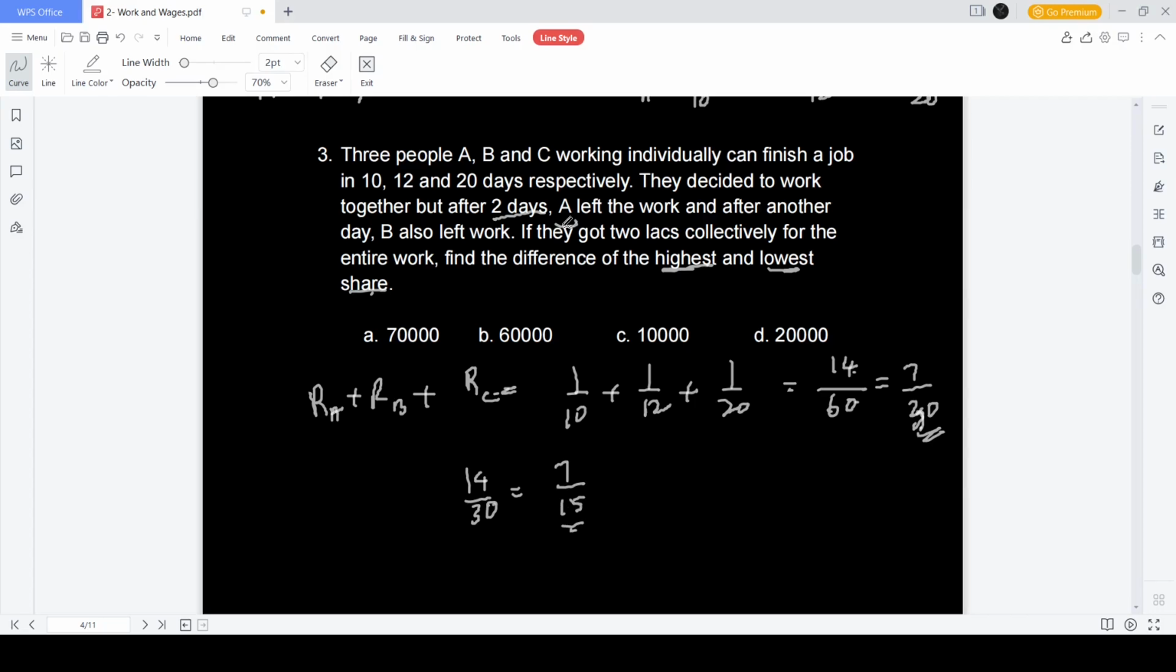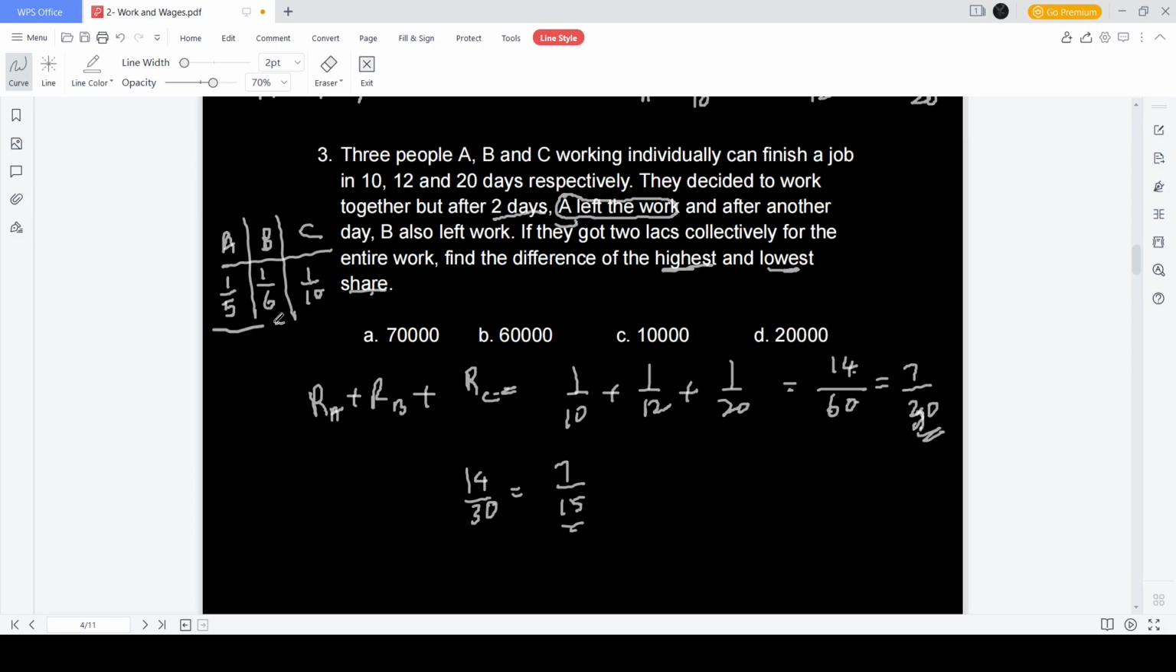After that, A left the job. So what I recommend is first we note down how much work everyone did. So A, B, and C. In the first 2 days, A did twice its rate because it worked for 2 days. That is 1 by 5 of the work. In the first 2 days, B did twice its rate, so it is 1 by 6th of the work. And in the first 2 days, C did twice its rate, so that is 1/10 of the work.